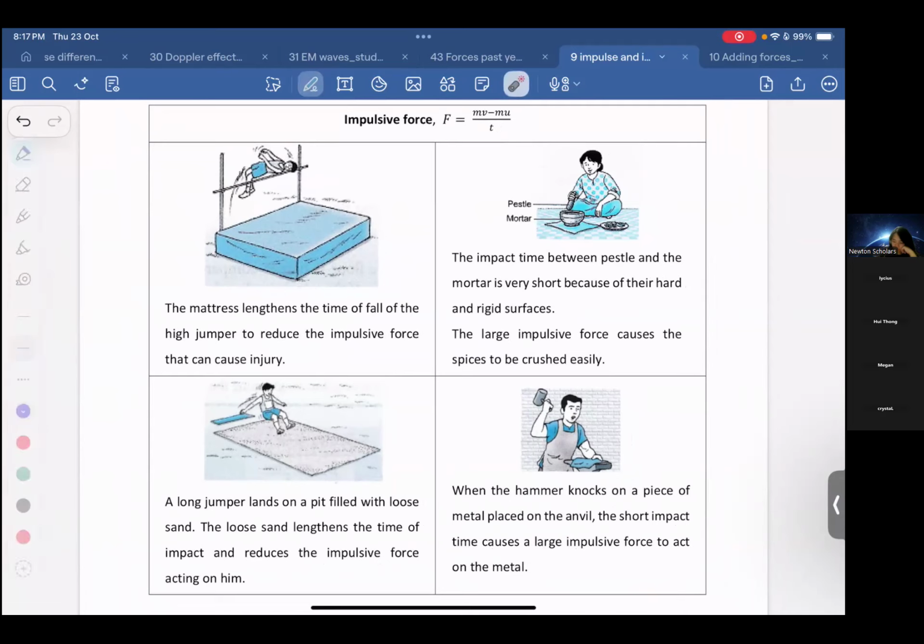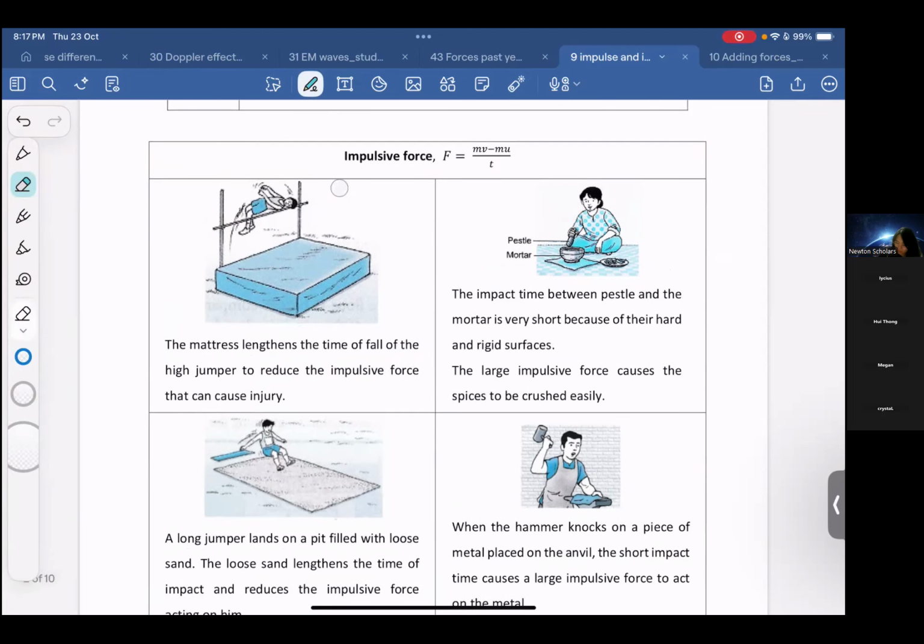Why do we need to have a thick mattress here? Actually, ask yourself, do you want a high impulsive force acting on you, or a small impulsive force acting on you? Obviously we don't want that force acting on us, we will get injured. So we want to reduce the impulsive force. But how do we reduce the impulsive force?